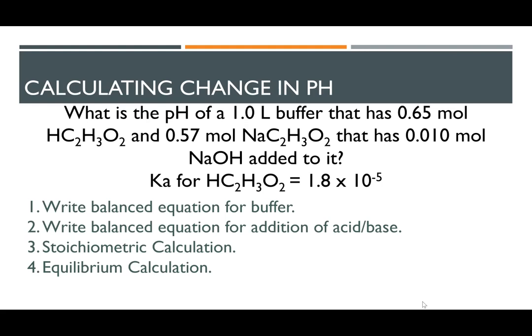So what is the pH of a 1 liter buffer that has 0.65 moles of acetic acid and 0.75 moles of sodium acetate? And it has 0.01 moles of sodium hydroxide added to it. So see if you can calculate the pH of the buffer after the sodium hydroxide is added.